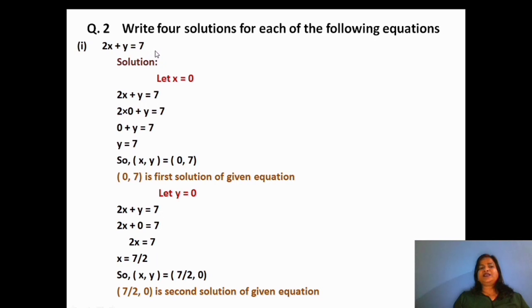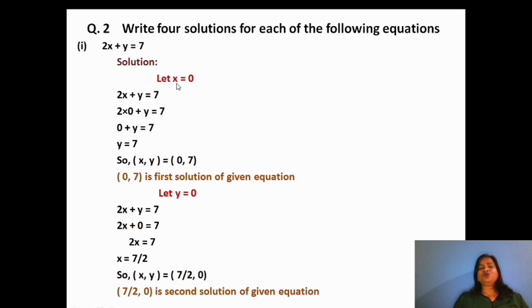Before we start the solution, I want to tell you that if we assume the value of one variable, then we can get the value of the other variable. So the values of both the variables will be a solution of the equation. We have to get 4 solutions of each equation, so we have to put 4 values of x or y. Now we start the solution.